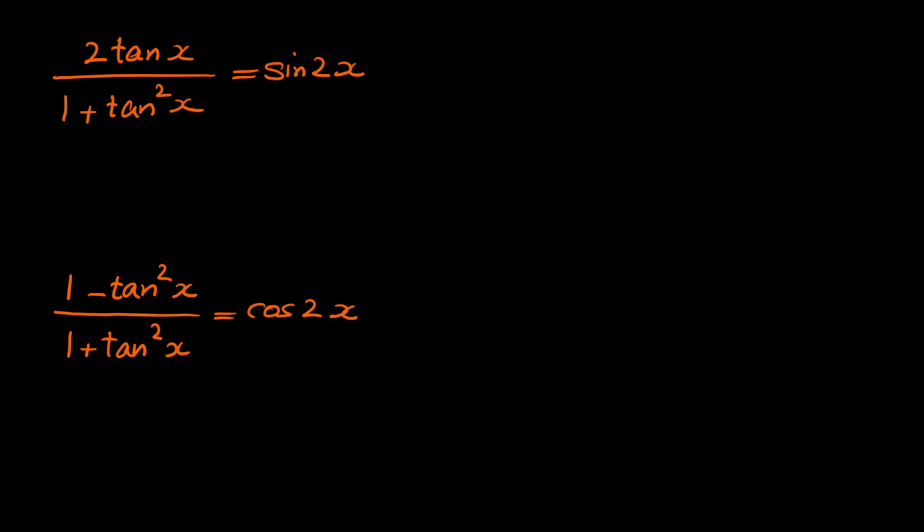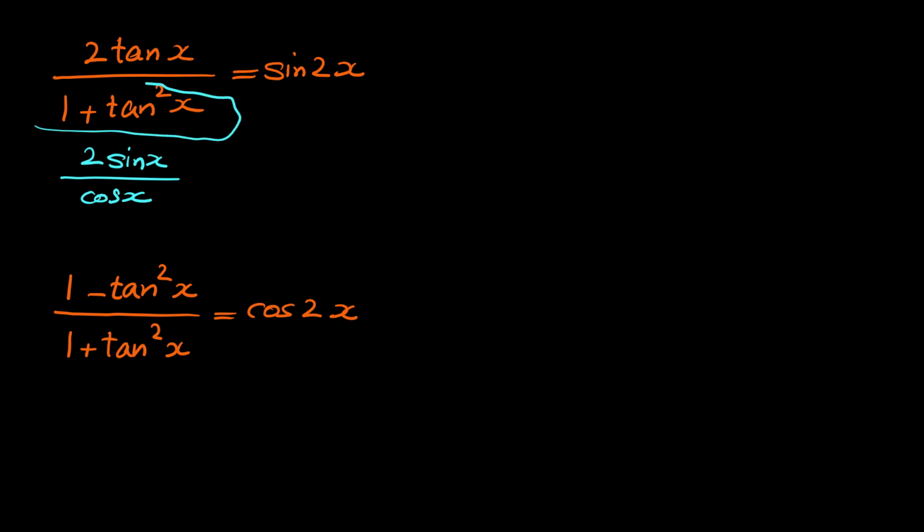We want to prove that 2 tangent x over 1 plus tangent to the 2 x is sine of 2x. Which side of this relation is more complicated? Of course, the left side. So we start from the left side, we simplify that, and we want to get to the other side. 2 tangent x would be 2 sine x over cosine x. Tangent is sine over cosine.